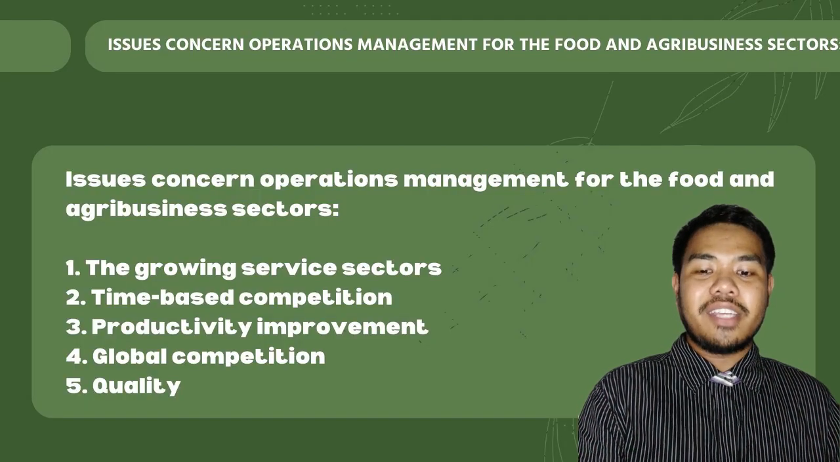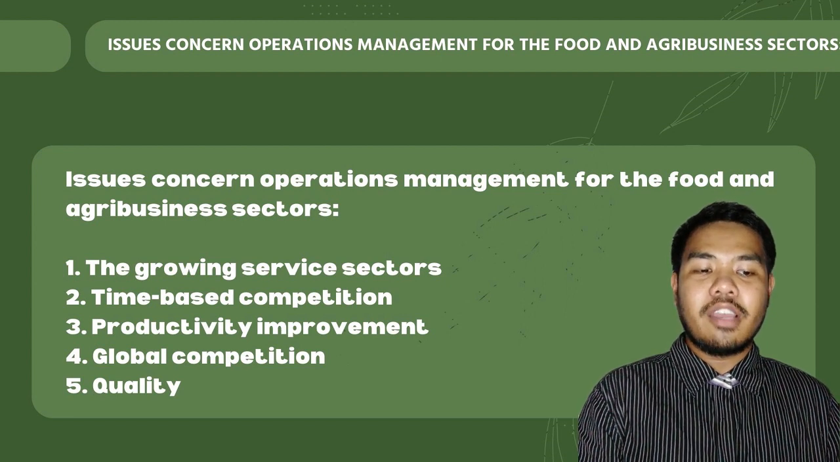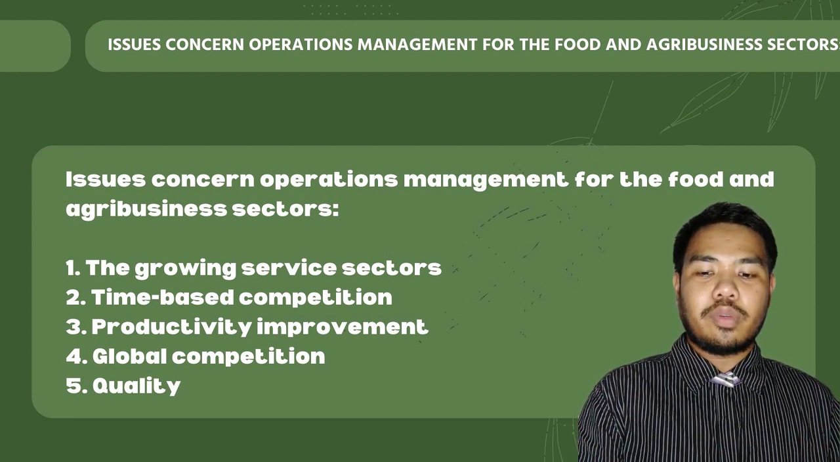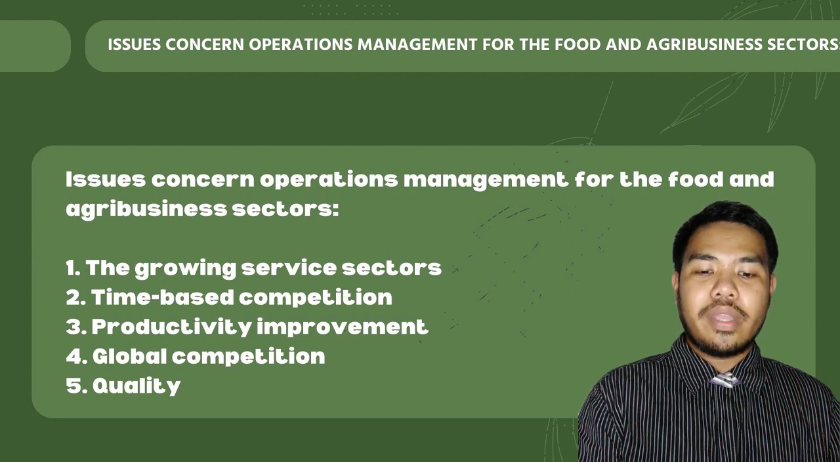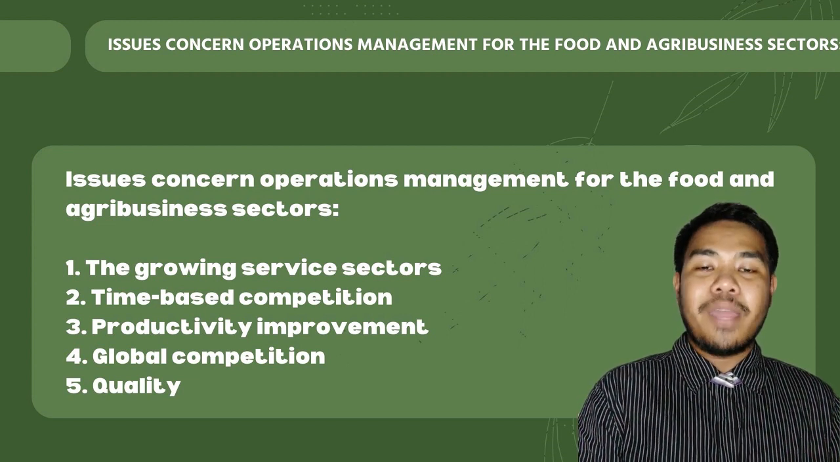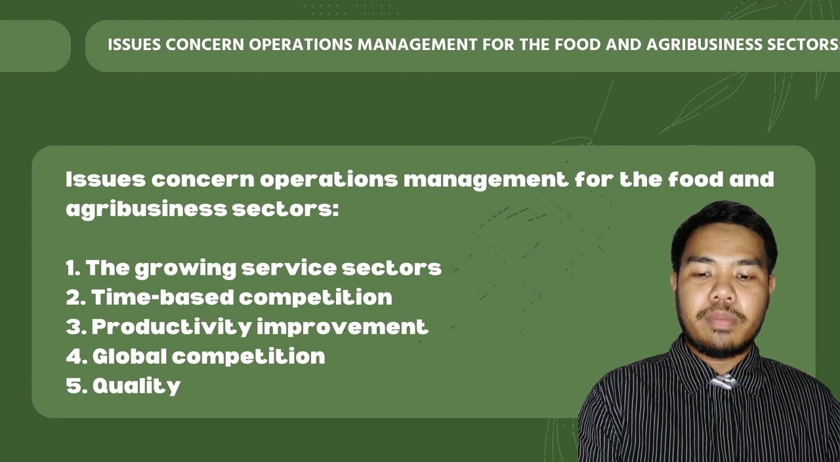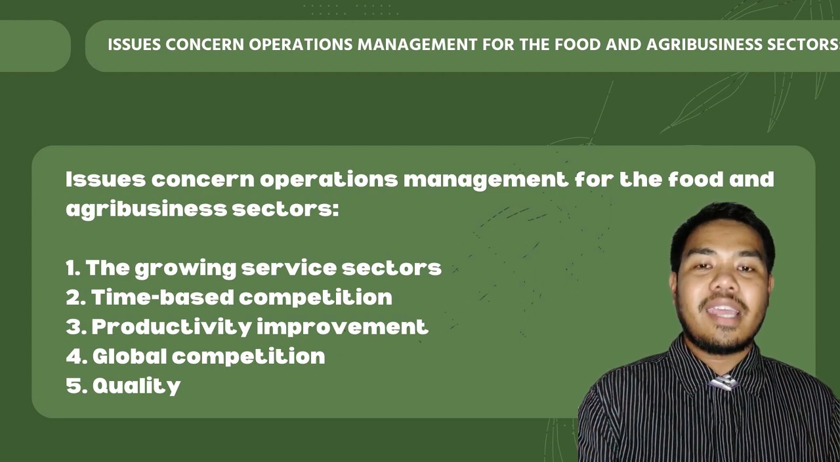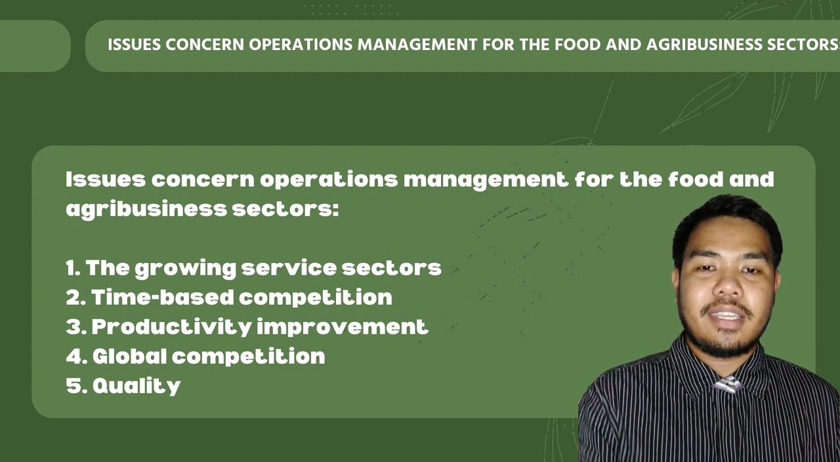And now let's have the issues concerning operation management for the food and agribusiness sectors. First, we have the growing service sectors, time-based competition, productivity improvement, global competition, and last, we have the quality.